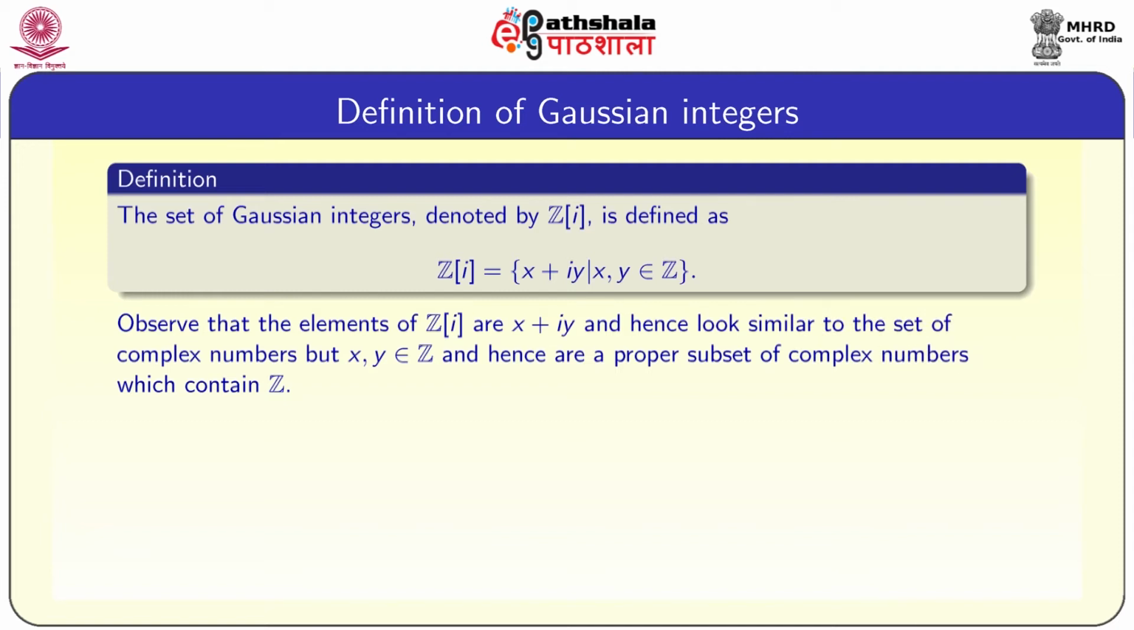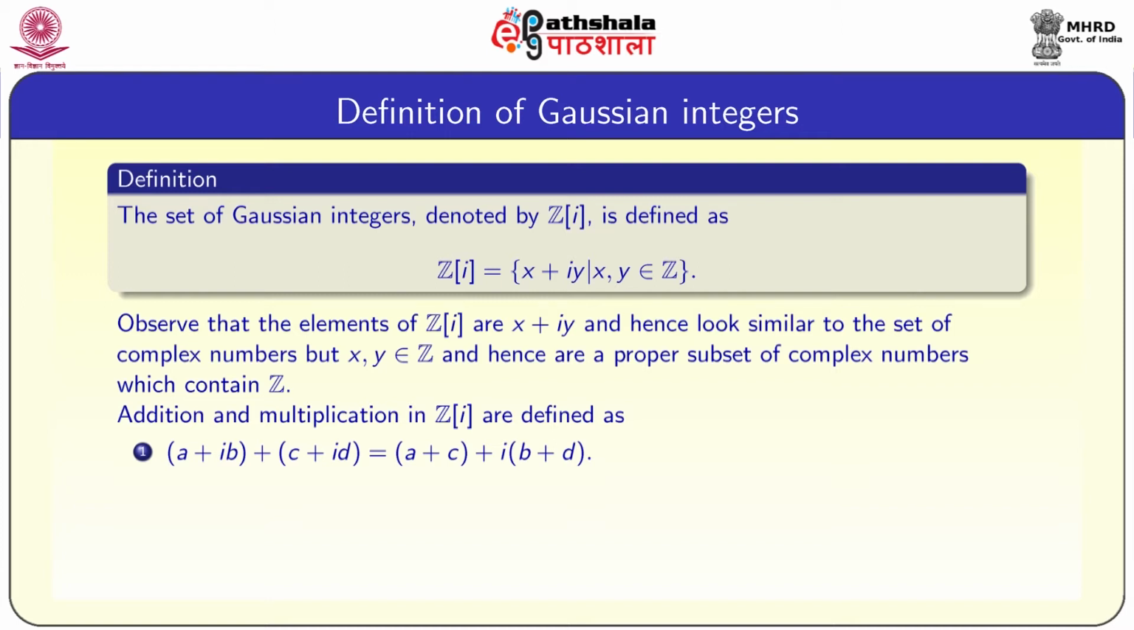So, observe that the elements in Z[i] are x plus iy, hence look similar to the set of complex numbers, but x, y belong to Z, and it is a proper subset of complex numbers which contains Z, as if I take y equal to 0 and keep varying the x value, then Z[i] contains all the integers.